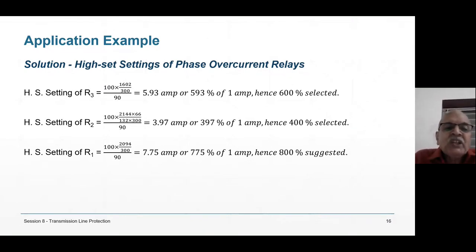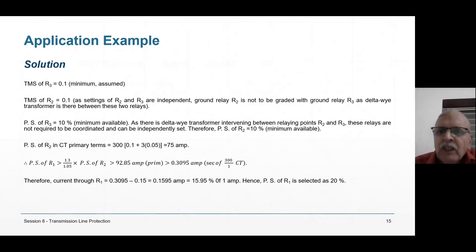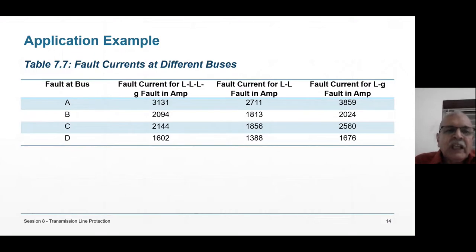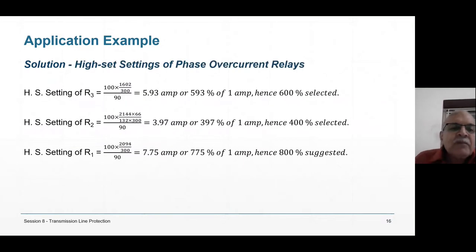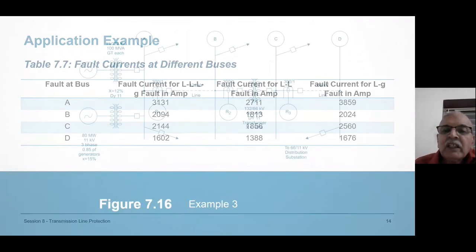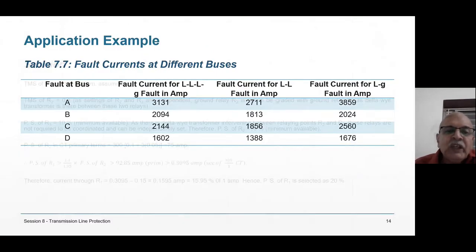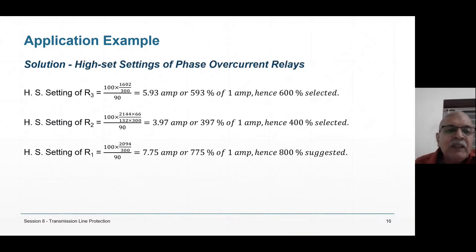R3, 1602 by 300. Let us see, 1602. Yes, triple line fault we have taken. For that, highest fault current we should take. So 1602 by 300 for R3. R3 is 300. So 1602 divided by 300 divided by 90, that is 100 minus 10. 10% is the percentage overreach. So 593%. So 600% selected. The range is 400 to 2000%. I am going for 600%.